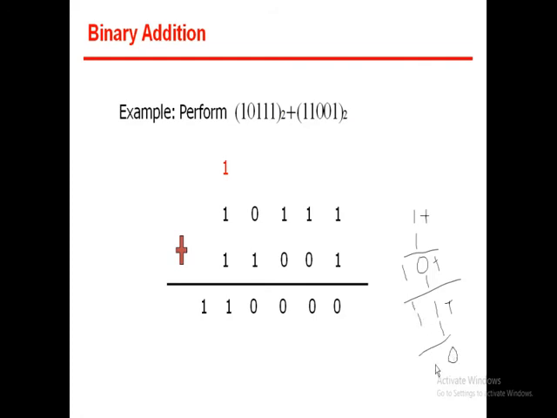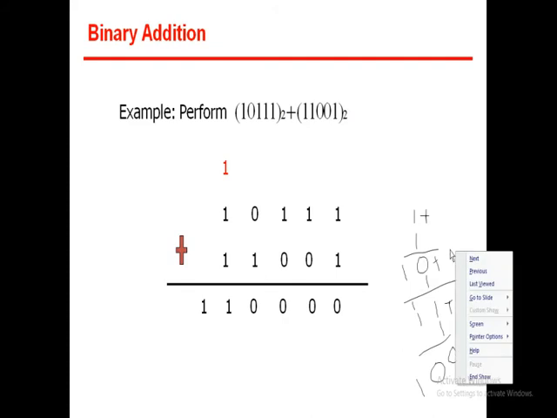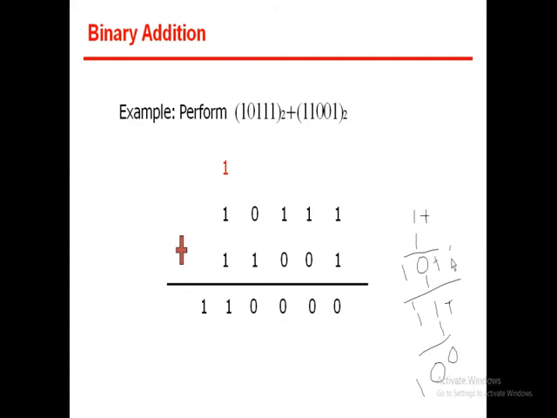This is 1. In binary, we know that 10 indicates the decimal number 2. Then 2 plus 1, 3, that is 11. 11 is 3. Then 3 plus 1, we will get 4. So after the addition, we will get the result 110000 and its base is also 2.